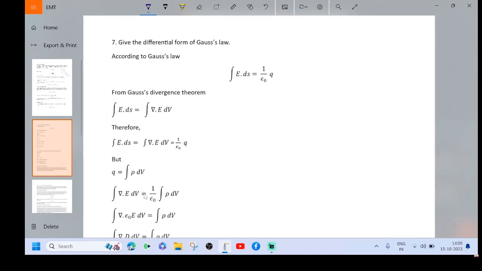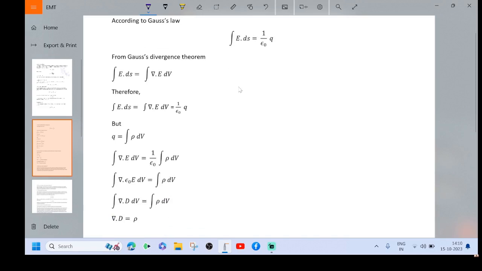Give the differential form of Gauss law. According to Gauss law, integral E dot ds equal to 1 by epsilon naught into Q. If you use the Gauss divergence theorem, that can change the surface integral into volume integral. Integral E dot ds equal to integral div E dv equal to 1 by epsilon naught into Q, but Q equal to integral rho dv. Therefore, div E dv equal to 1 by epsilon naught into rho dv.